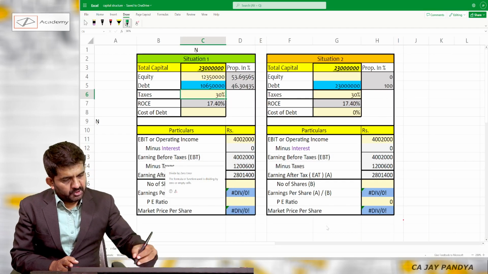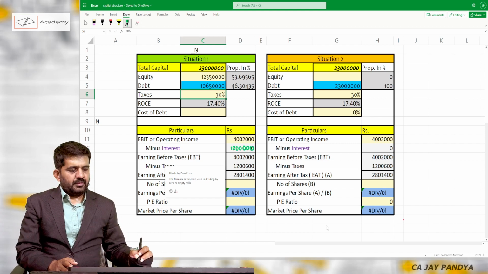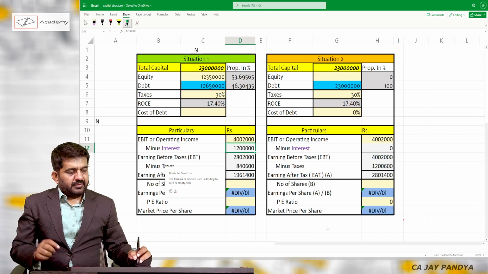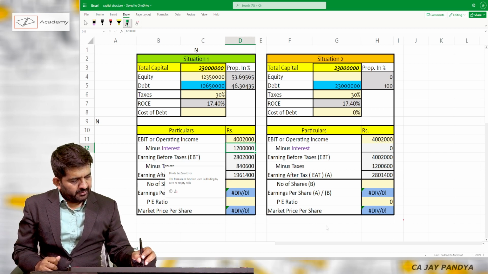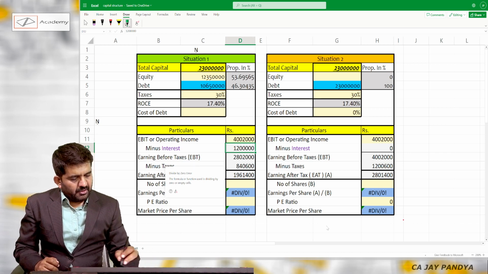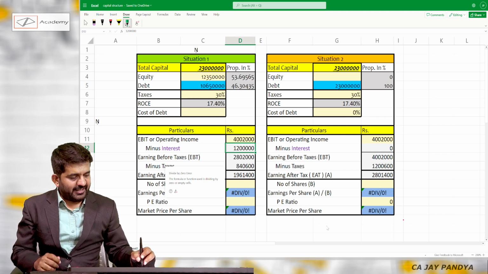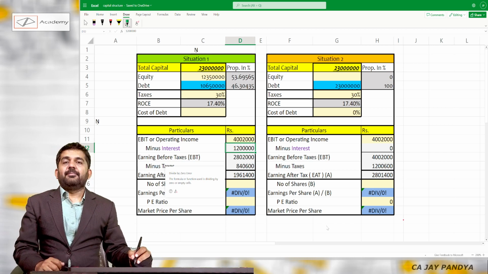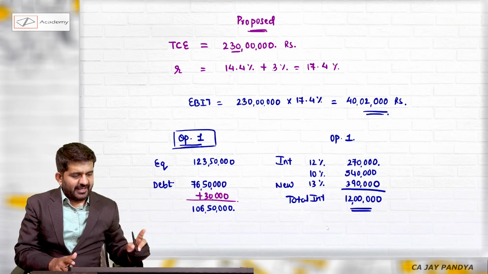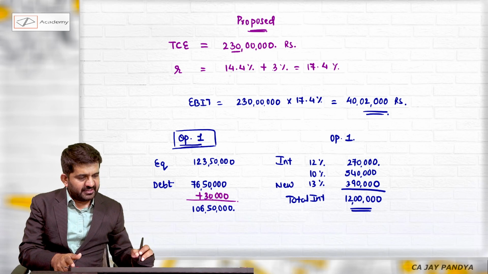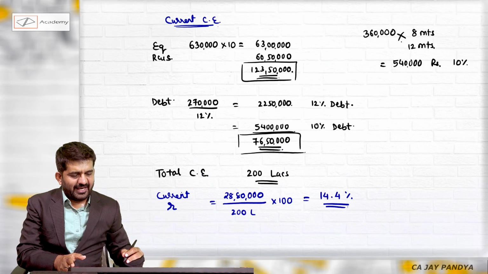So let me put interest over here. There is EBIT 40 lakh 2,000 minus interest 12 lakh rupees. Earning before tax will be 28 lakh 2,000. Taxes are deducted at the rate of 30%. Earning after tax, I am getting it. Let me find out number of shares. There is no change in number of shares. It will remain as it is because the additional capital is debt in option number 1. So number of equity shares will remain 6,30,000.